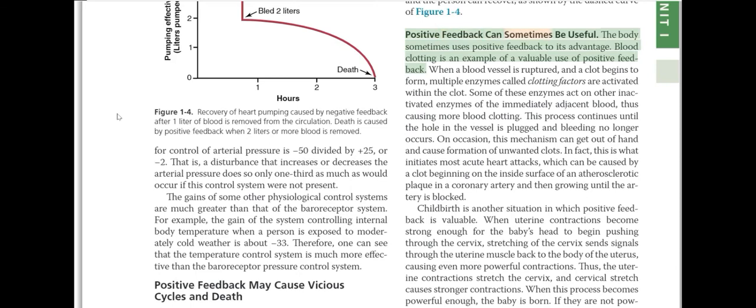Positive feedback can sometimes be useful. The body sometimes uses positive feedback to its advantage. Blood clotting is an example of a valuable use of positive feedback. When a blood vessel is ruptured, and a clot begins to form, multiple enzymes called clotting factors are activated within the clot. Some of these enzymes act on other inactivated enzymes of the immediately adjacent blood, thus causing more blood clotting. This process continues until the hole in the vessel is plugged and bleeding no longer occurs.